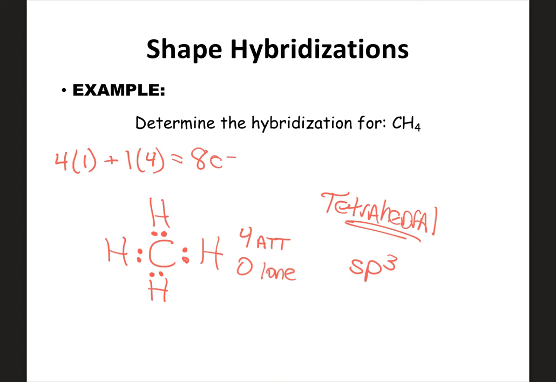So that's how you determine hybridization. Draw the dot structure, look at the center, count how many things are attached to the center, and make sure when you give the hybridization that the superscripts essentially add up to the number attached.